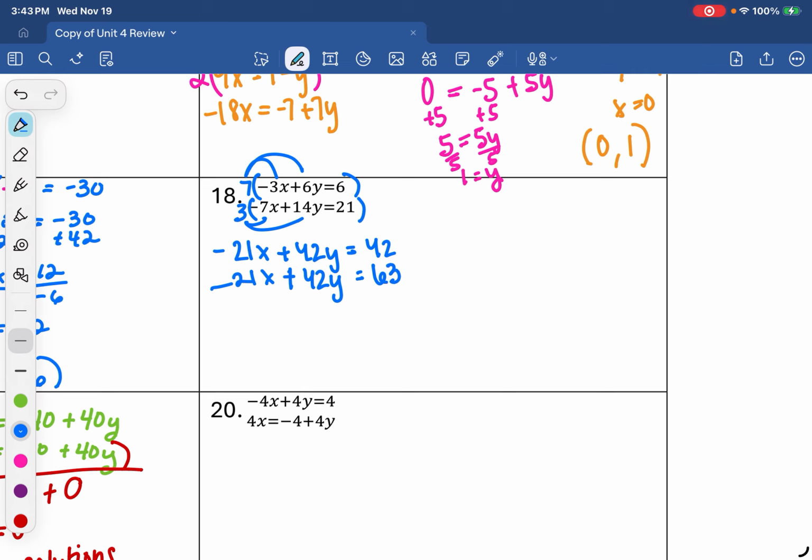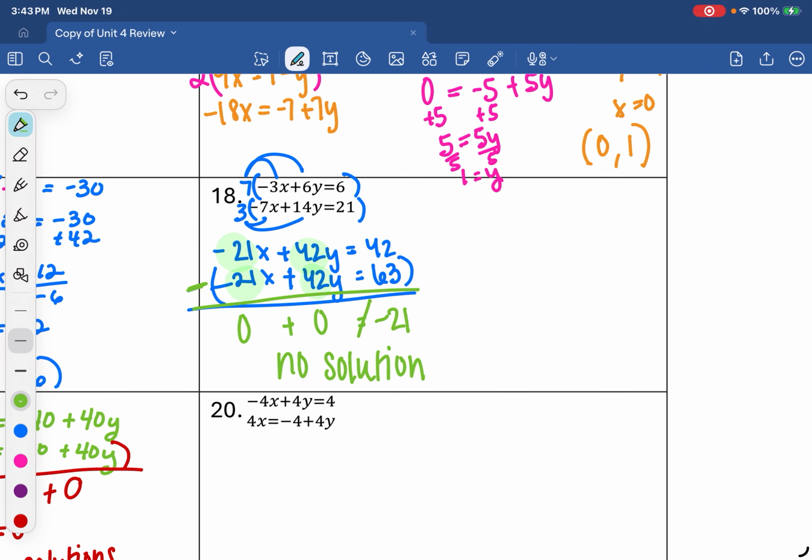All right, now these are the same sign, and so are these, so we need to subtract in order to eliminate. So when we go about subtracting these here, we have to do each term. So 21x minus 21x will give us 0. 42y minus 42y is 0 equals 42 minus 63, which is negative 21. Does 0 equal negative 21? Nope, no solution.